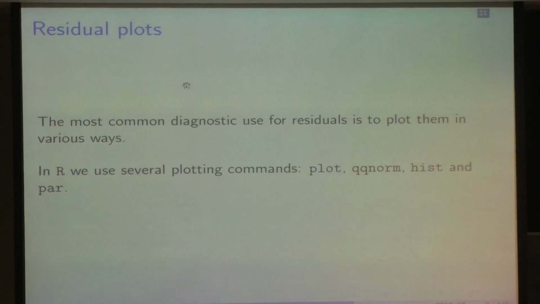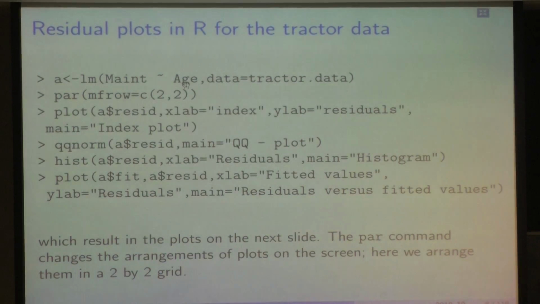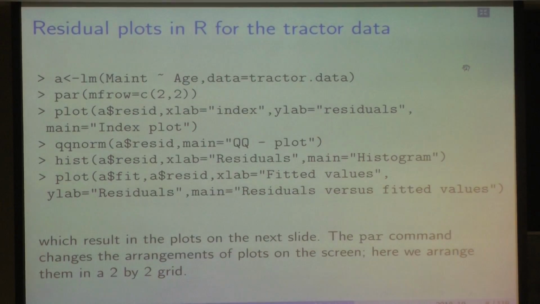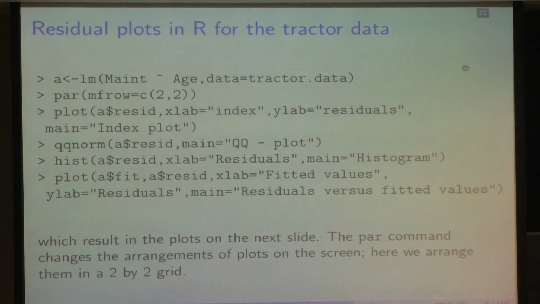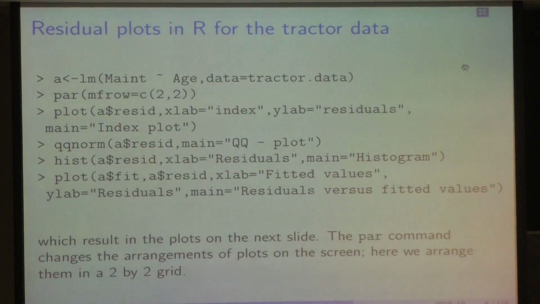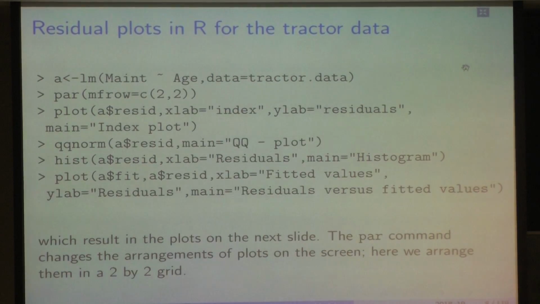Okay, so there are several plotting commands that we use in R. I'll show you some code using these plotting commands on the next slide. So here are some plotting commands for the tractor data set. The very first line here is something we've done before. We've fitted a linear model. This is just going to be a straightforward linear model, so there's no quadratic term, just maintenance against age, to our tractor data set.